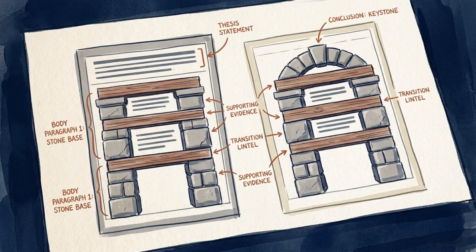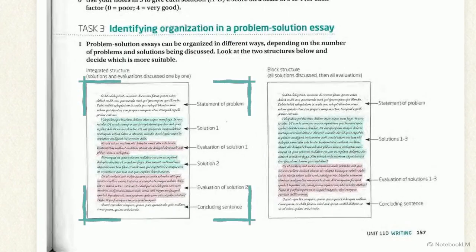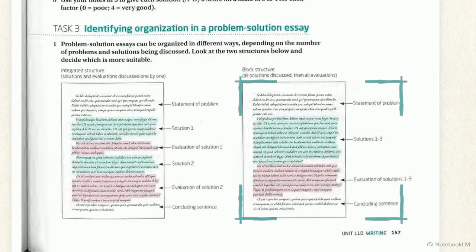Now that the problem is defined, we have 2 architectural choices for how to organize the essay. In an integrated structure, each individual solution is immediately followed by its own evaluation. In a block structure, you present all your solutions first, followed by a separate block containing all their evaluations.